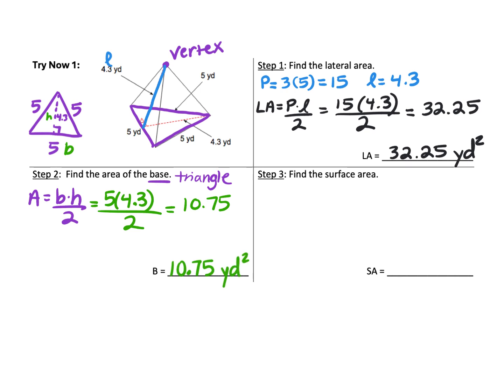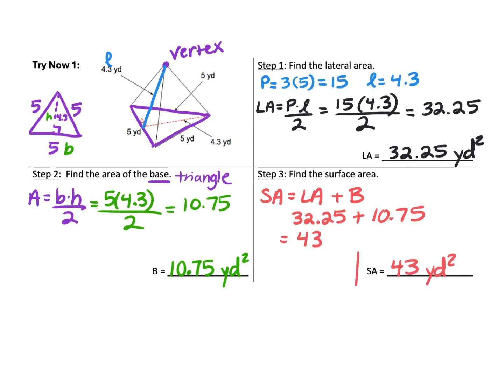Now for the surface area, we'll just add the lateral area plus the area of that triangular base. So 32.25 plus 10.75, add those up, and it's exactly 43. So our surface area of this triangular pyramid is 43 square yards. So we've now looked at an example of each type of pyramid: rectangular pyramids, triangular pyramids, and pyramids that have a regular polygon base.